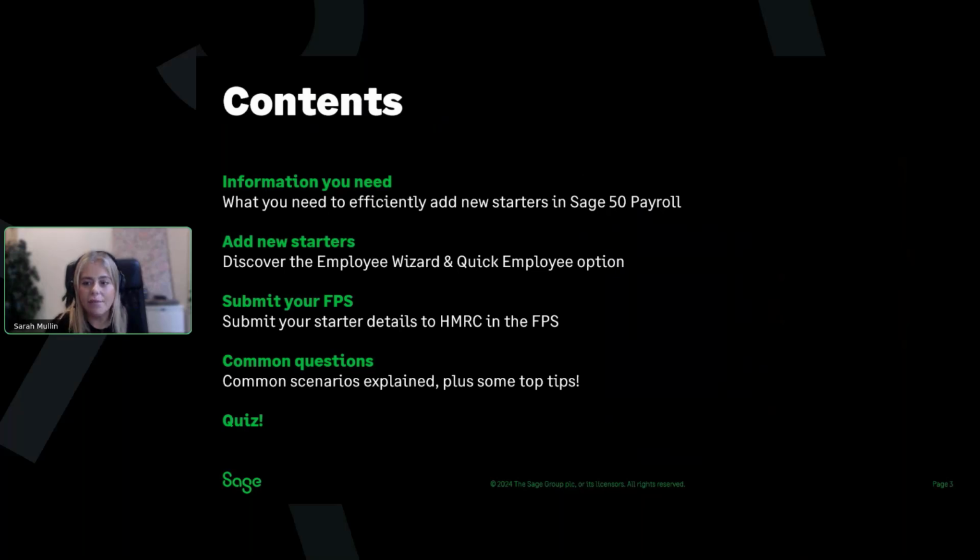So here's a quick overview of what we'll go through today. We'll begin by looking at the key information that you need to successfully add your new employees into Sage 50 Payroll. Next, we'll take a deeper dive into the employee wizard and explore the quick employee options to help streamline the setup process. We'll then walk through how to submit starter details to HMRC using your FPS or full payment submission. And then after that, we will cover a few typical situations you might encounter.